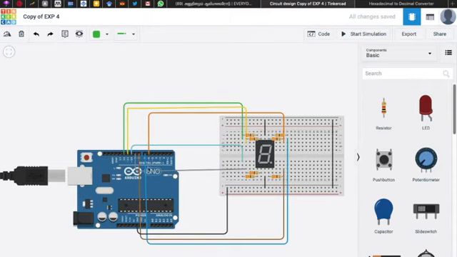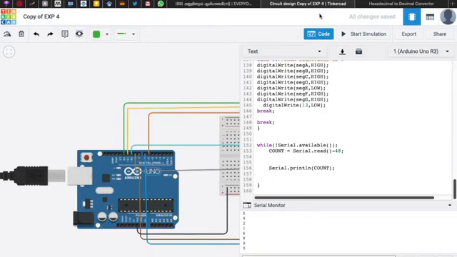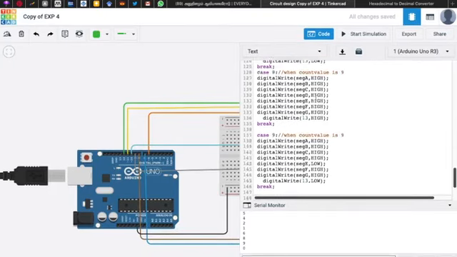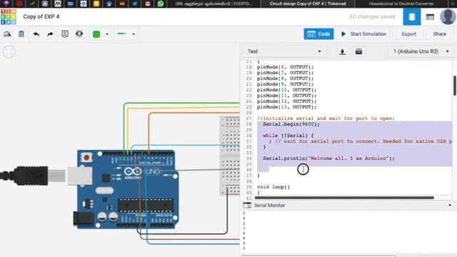Here we have the third experiment, that is interfacing a 7-segment display with the Arduino Uno. The same setup we are going to use, and we are going to modify the code accordingly. The modification is that we are going to add just a few lines of program.